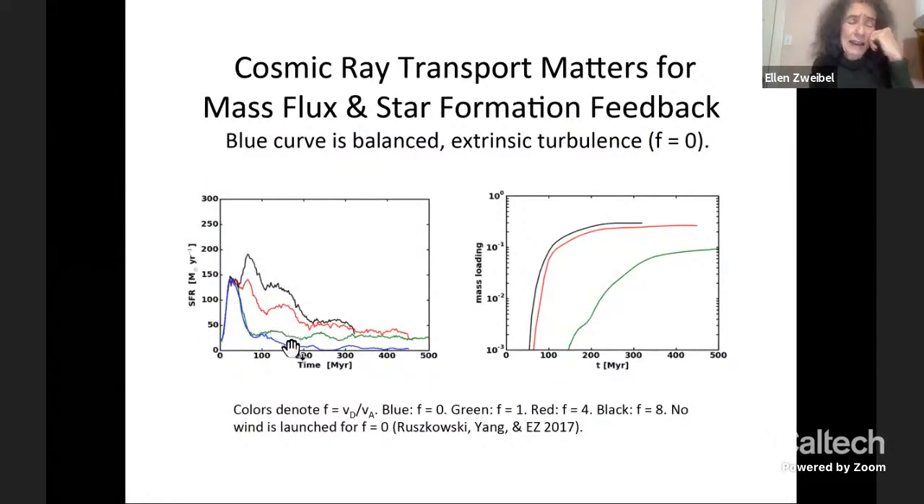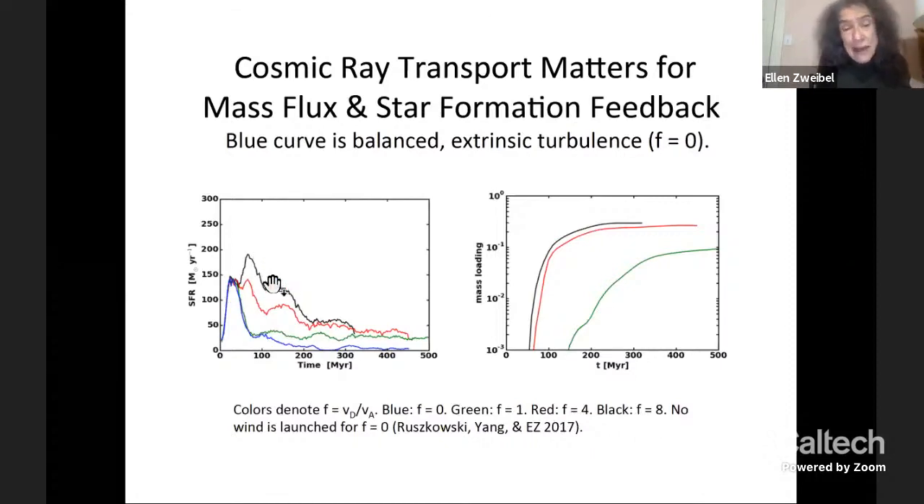So here's a comparison of different transport models. We introduced this kind of fudge factor, the drift velocity divided by the Alfvén speed. Blue here is the model that you saw on the left with no wind and the puffed up disk. You get a big suppression of star formation, although you don't get a wind. And then with green, you get Alfvénic streaming. The star formation doesn't subside quite as much. Then 4 times the Alfvén speed, 8 times the Alfvén speed.